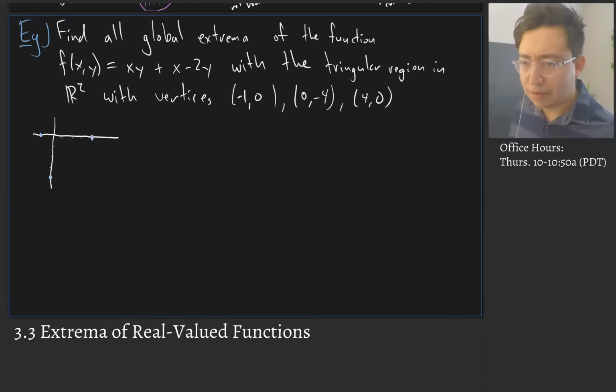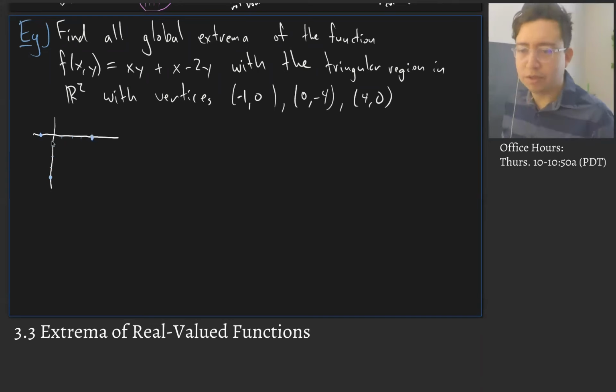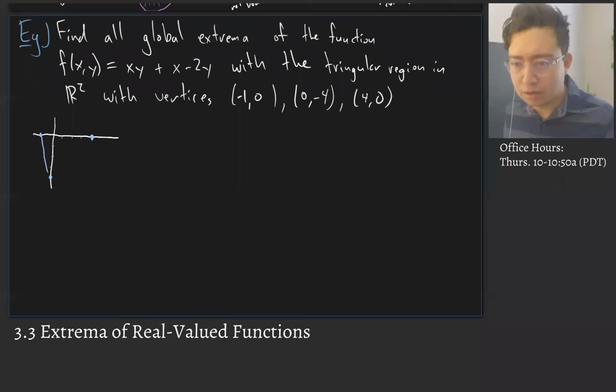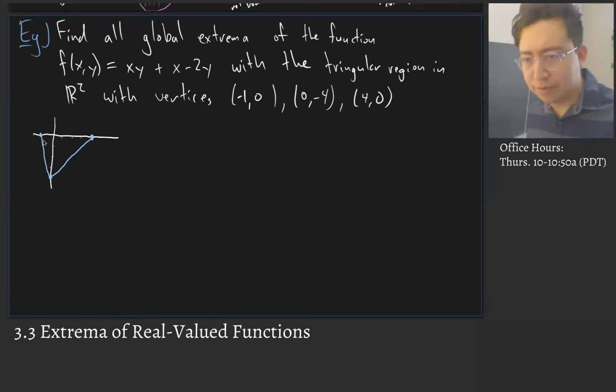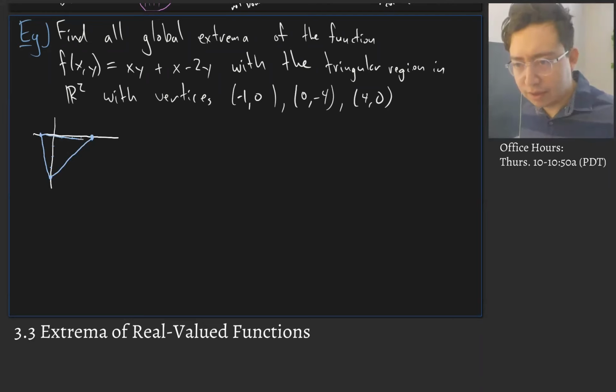So we have this point here. The triangle here is going to be something like this triangle here. Doing my best to draw it. So we're saying just restricted to this triangle. Let's find the extrema here.